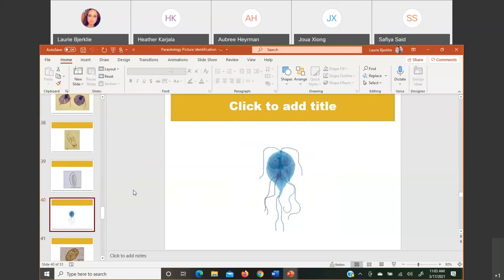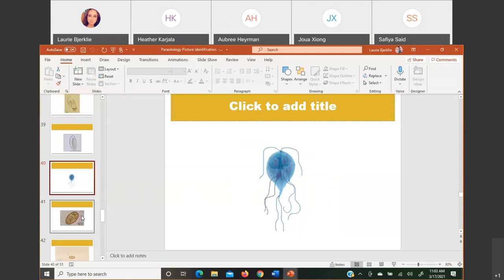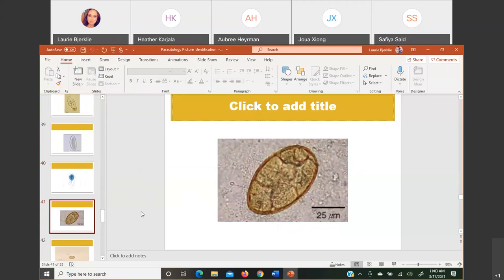Okay. This is Giardia again, our little old man. Good. I did throw in a new slide here, a new picture that we haven't had yet.